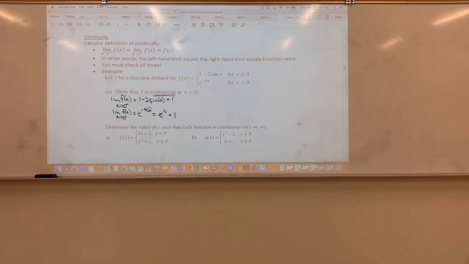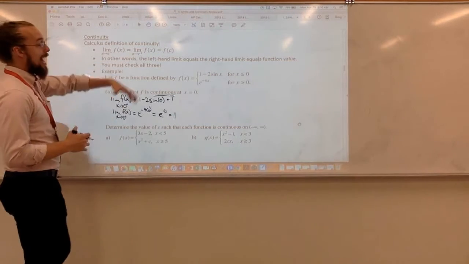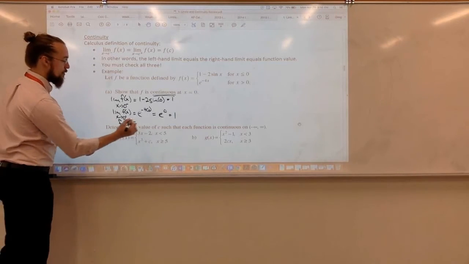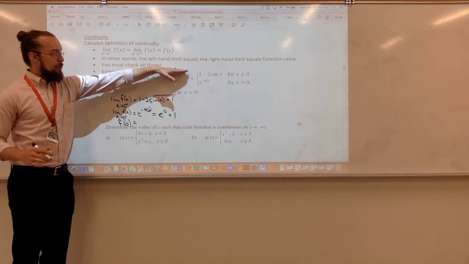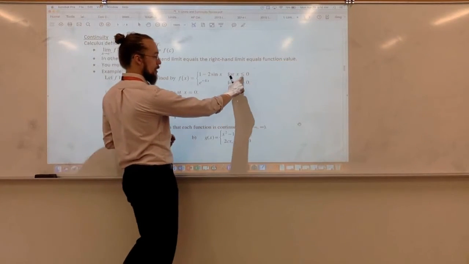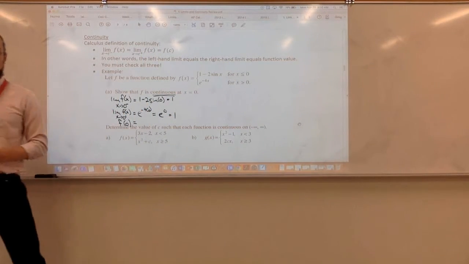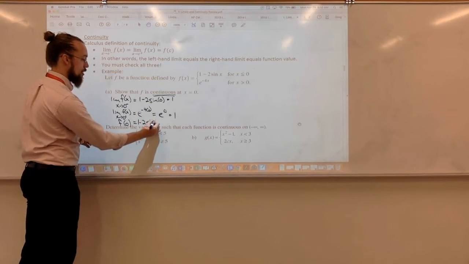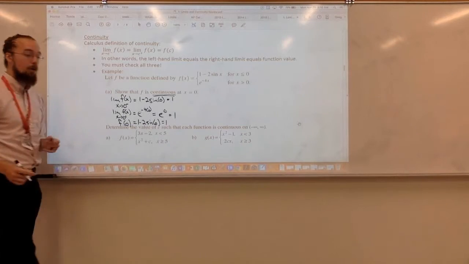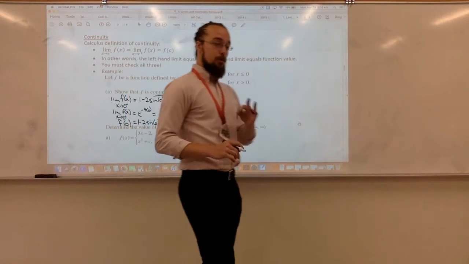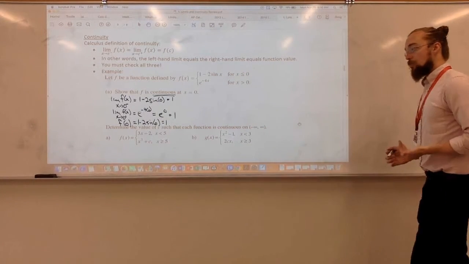We also have to check a third thing. We have to check f of 0. So which of these pieces is actually defined at 0? Top, right? Because it says x is less than or equal to 0. So we already evaluated that. 1 minus 2 times sine of 0 equals 1. So we got that all three of those are equal. They're all equal to 1.